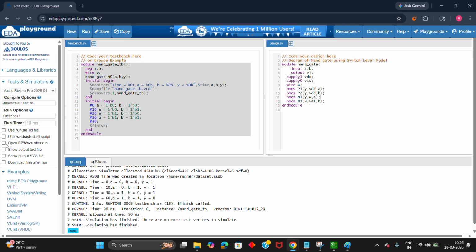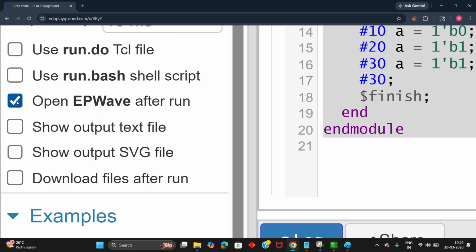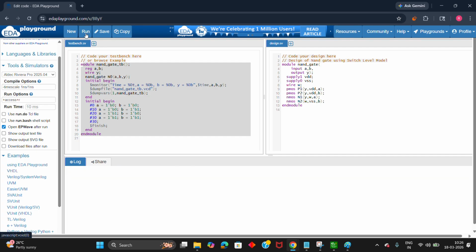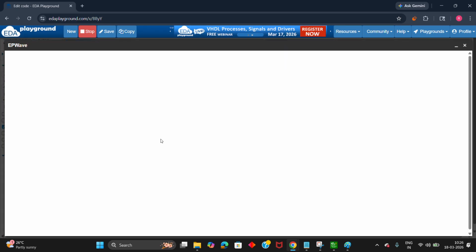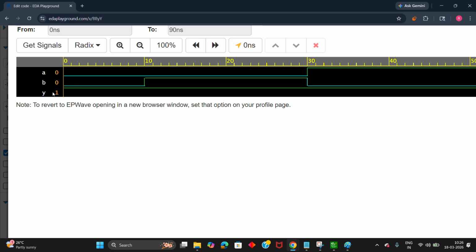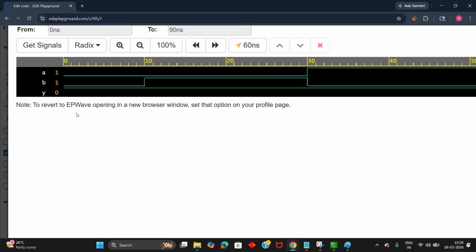Let us see the waveform as well. For that, you just select open EPWave after run, and then save the code and rerun the code. The waveform window will pop up. Whenever the inputs are 0 0, you get the output as 1, and whenever the inputs are 0 1, you get the output as 1, and whenever the input is 1 0, you get the output as 1, and whenever the input is 1 1, you get the output as 0.